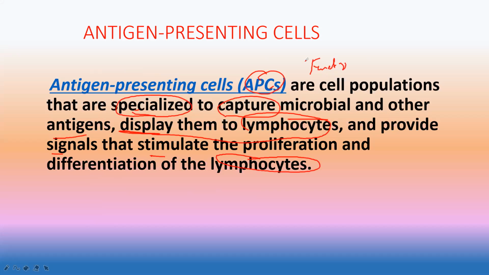Any foreign antigen that enters your body, microbial or any other antigen, is captured by antigen presenting cell, then presented to lymphocytes. Clear? Maybe to B cell, maybe to T cells. If presented to B cell, it's a thymus independent antigen. Thymus dependent antigen is always presented to T cells. Clear?